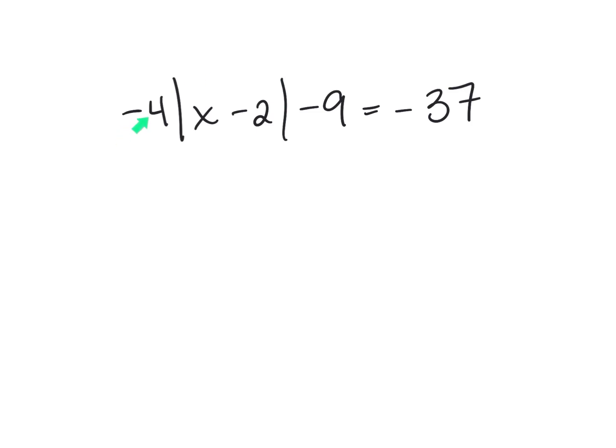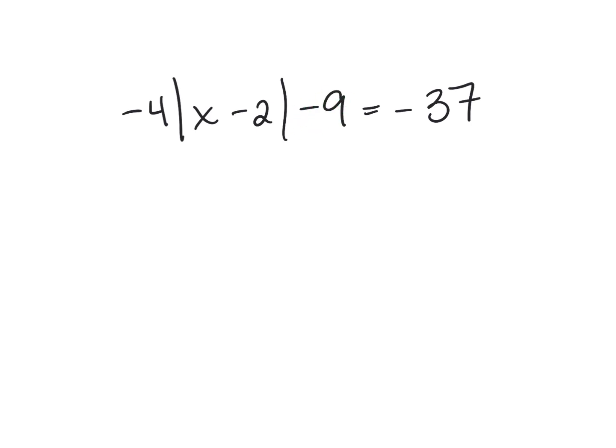So this is negative 4 times the absolute value of x minus 2, minus 9 equals negative 37. When you're using inverse operations to get this absolute value alone, you want to undo addition and subtraction first, then undo multiplication and division.